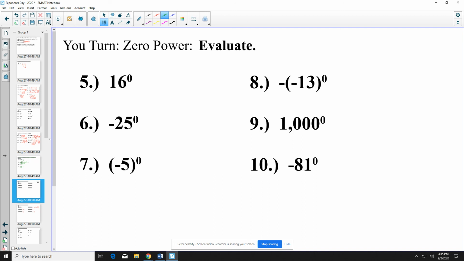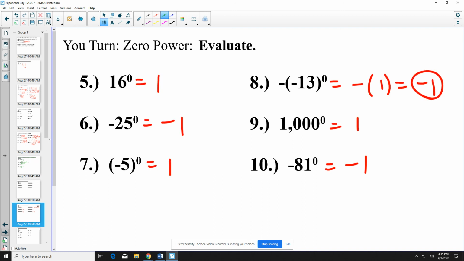Okay, now that you're done, let's see how you did. Number 5 should be 1. 6 is negative 1. Number 7 is 1. 8 is negative 1. Number 9 is 1, and 10 is negative 1. If you missed any, pause the video now and look at how I worked it out. Then when you're done, hit play.